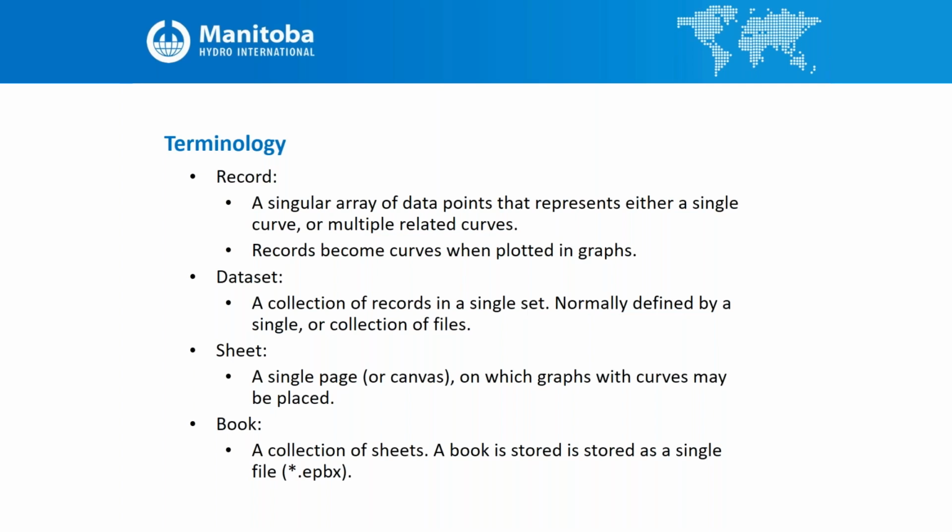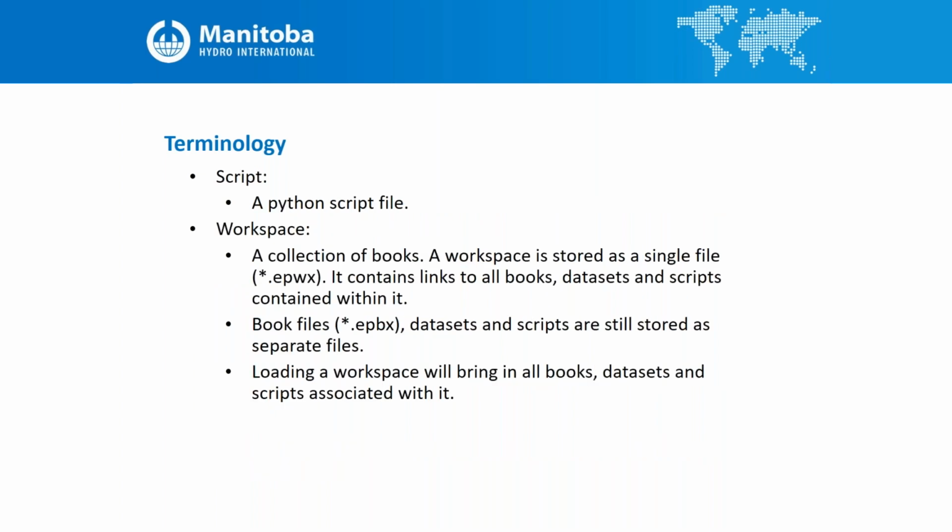A sheet is a single page or canvas on which you can place graphs and other display objects. And these sheets can be collected into what's called a book. The book itself is similar to a project file that has its own file type and extension. That book will hold multiple sheets inside of it and contain all of the information about the graphs and where you place them on the canvas and stuff like that. A script is simply a Python script file, and we'll get into that in a little bit.